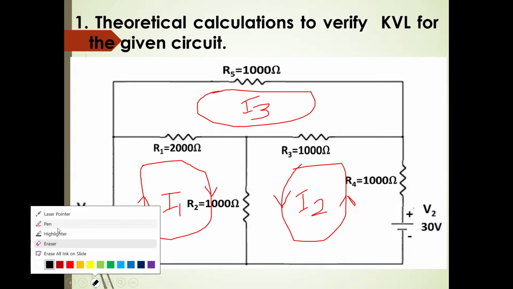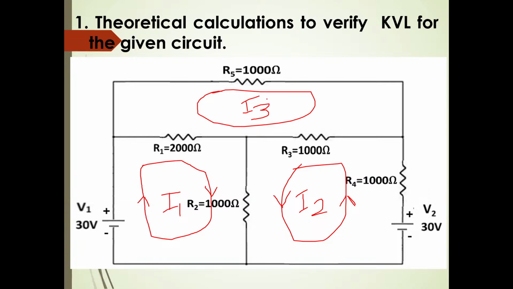Similarly for the I3 loop current, you can assume current in either clockwise or anti-clockwise direction within this mesh 3. There is no source within this mesh 3, isn't it? Therefore, you can assume the current direction as you wish, either clockwise or anti-clockwise. I usually prefer clockwise, so I have decided to assume the I3 current as clockwise.